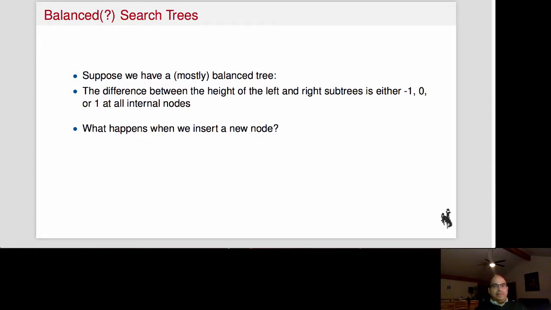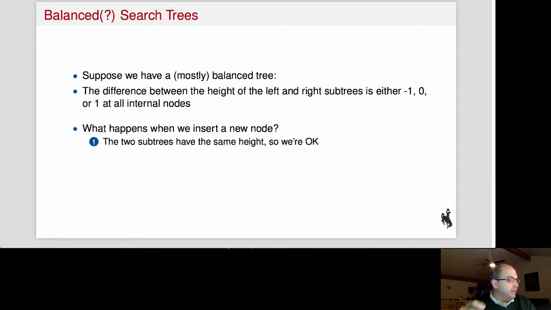So here's the idea. Let's suppose that we actually have a tree that's mostly balanced in the sense that I just told you, okay? Now, let's add a new node. So what could possibly happen? Well, a few things can happen. The first thing that can happen is that after I'm done adding the node and I look at my left and my right children, they have the same height. If they do, I'm happy. I'm still balanced, and I move on.